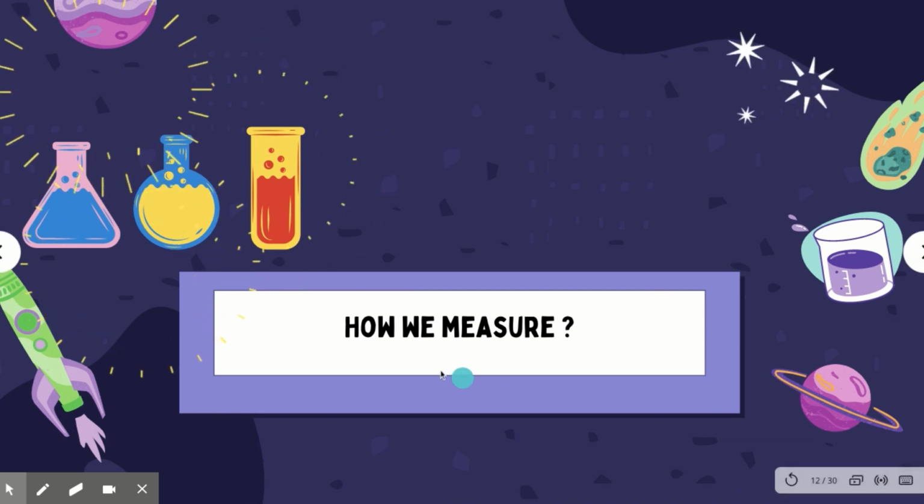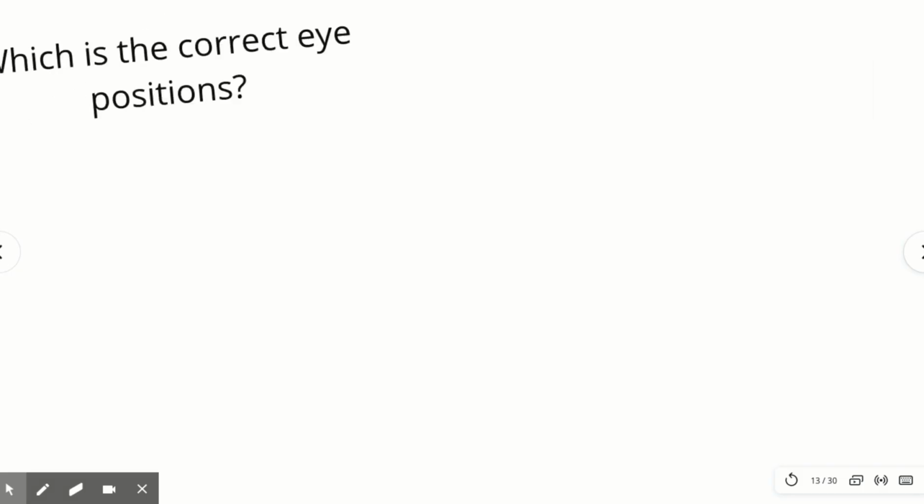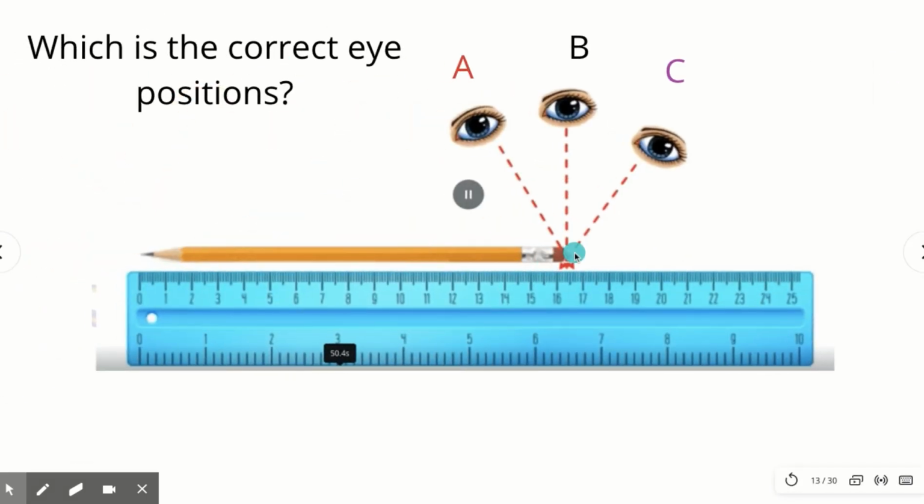Alright, so how are we going to measure the object? Let's take a look at this example. We have here a pencil and a ruler. How are we going to measure the length of the pencil? You have to ensure that the point of the pencil must start with 0. And then you have to look at the end of the pencil. You have to ensure that the eyes must be straight like this.